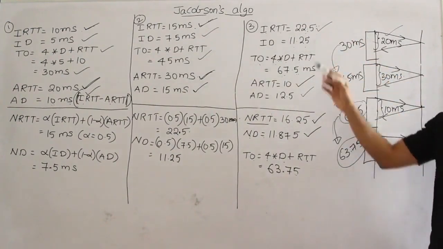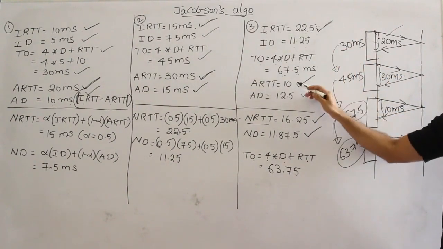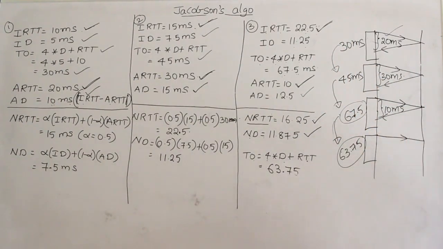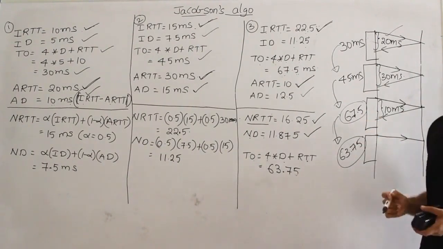The reason is, even though you are expecting that it would come in 22.5, it came very early, which means the traffic might have decreased. Therefore it is also reflected in the timeout timer. That is how Jacobson's algorithm is working.